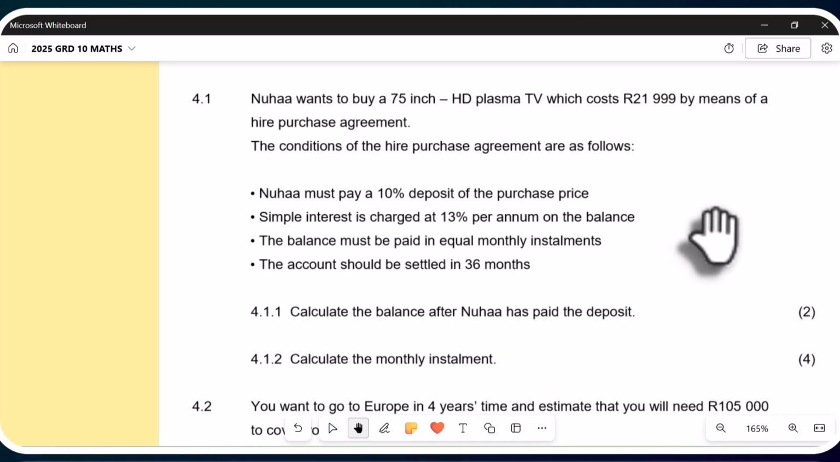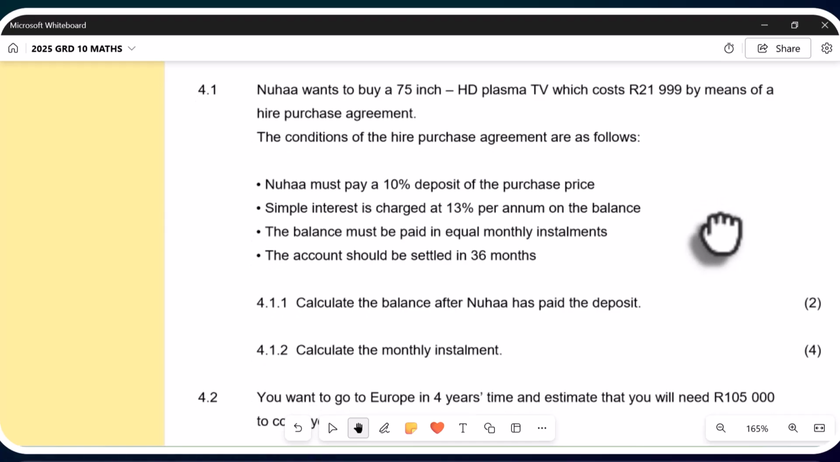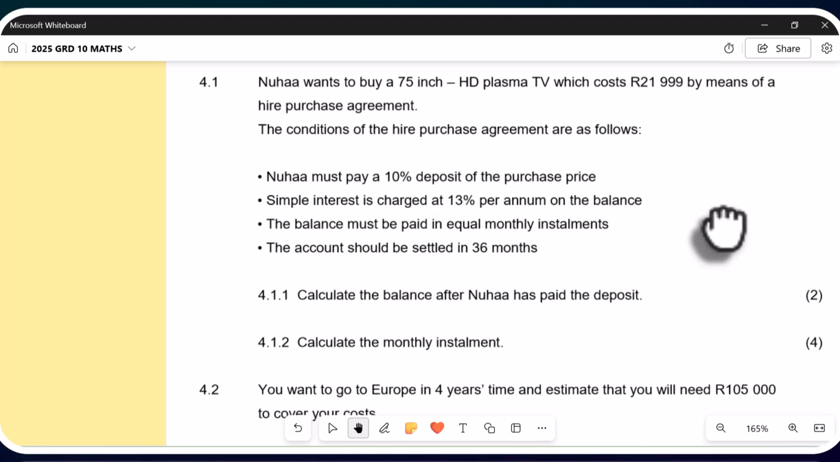Now the hire purchase question: Noah wants to buy a 75-inch HD plasma TV, which costs 21 999. The conditions of the hire purchase agreement are as follows. Noah must pay a 10% deposit of the purchase price. Simple interest is charged at 13% per annum on the balance. The balance must be paid in 36 equal monthly installments, and the account should be settled in 36 months.